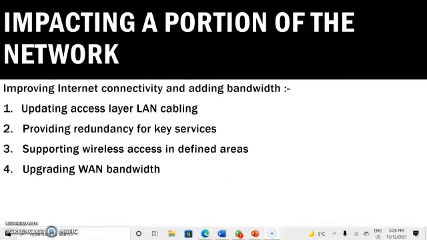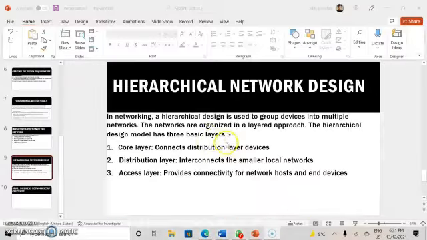And this is how we can improve the internet connectivity, and we can improve the speed of our internet at any point, at any location. So the first one is updating the access layer LAN cabling. Second is providing redundancy. The third is supporting wireless access points. And the fourth is upgrading the WAN bandwidth. This can be done by using fiber optics cable. So I can upgrade it through my side. So I will use a hierarchical network design approach to show you the design of my network.